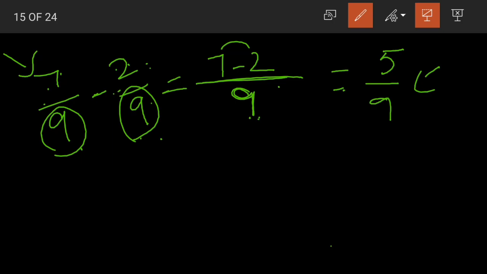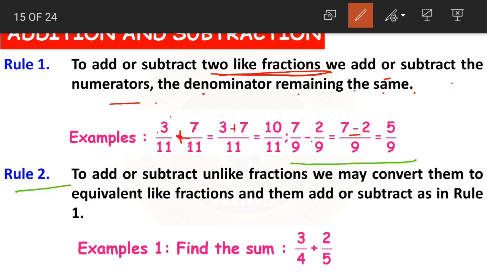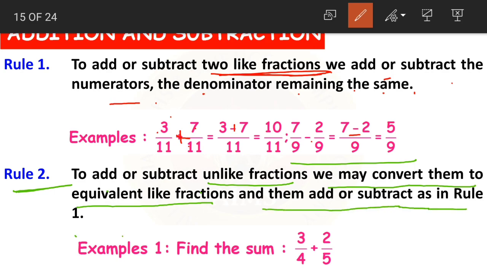Clear students? Yes. Moving on to rule number 2. To add or subtract unlike fractions, we may convert them to equivalent like fractions and then add or subtract as in rule number 1. Now look at the example here. Find the sum 3 by 4 plus 2 by 5. Now what did we learn till now? We learnt about addition and subtraction of like fractions. But are these two like fractions? No. Why are they not like fractions? Because the denominators are different here.